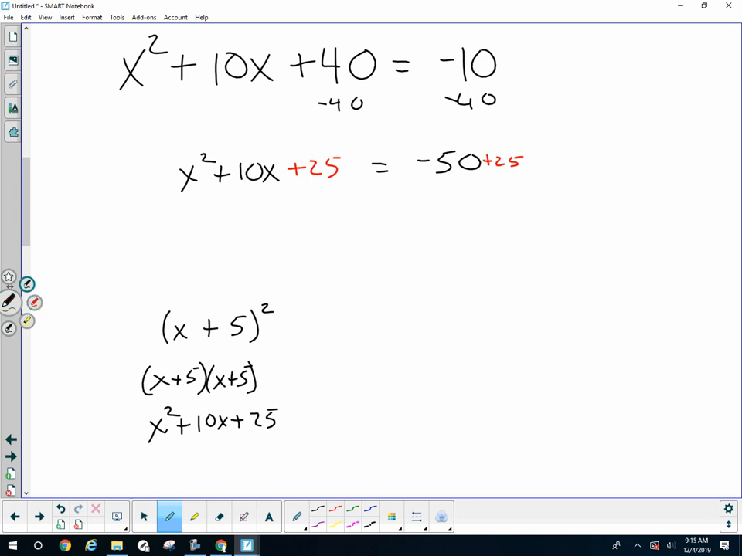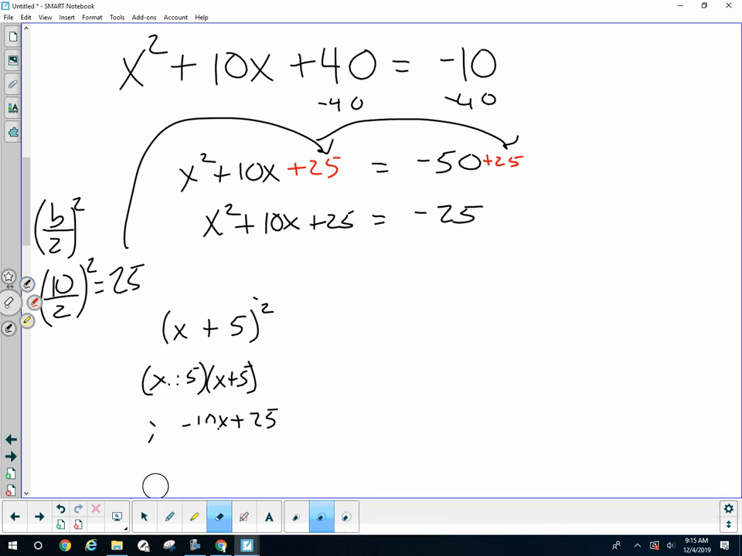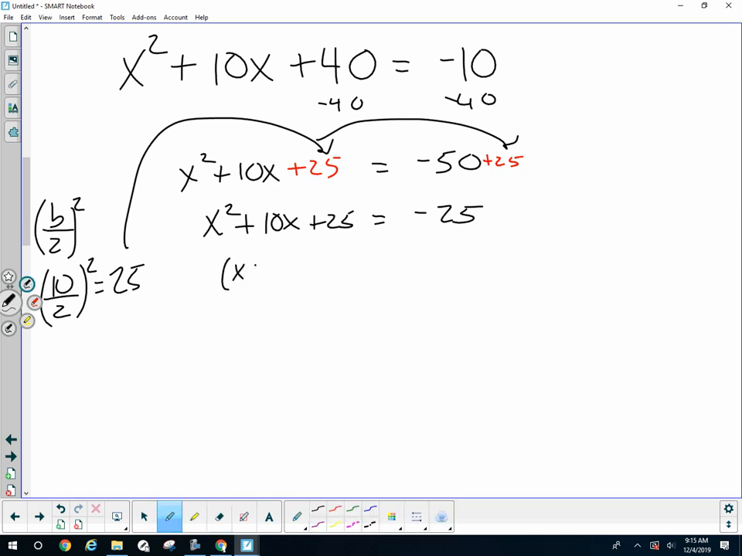Now, you could do that, figuring out kind of how I'm doing it, or you could take b, divide by 2, and square it. 10 divided by 2 is 5. 5 squared is 25. That number is what you need to add to both sides. Okay, so now I have x squared plus 10x plus 25 equals -25. Okay? Now, if we factored the left side, we should see we would have a perfect square.